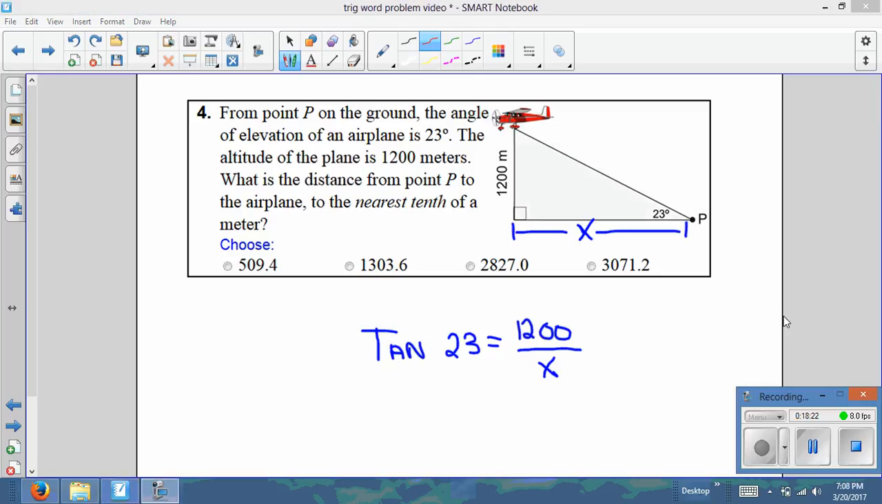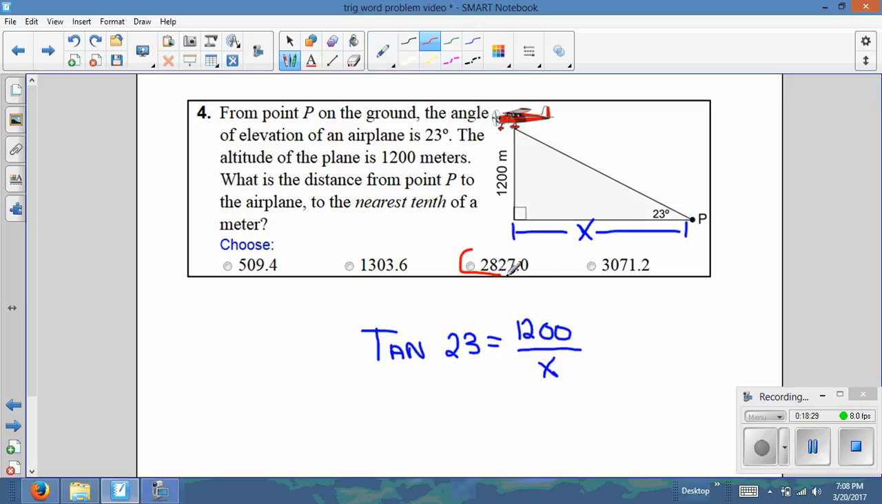All right, I'm back. I did the math, and hopefully you agree with me. The closest one to it is this option 3, 28270. So I hope that helps you get started and gives you good help and examples for trig word problems.